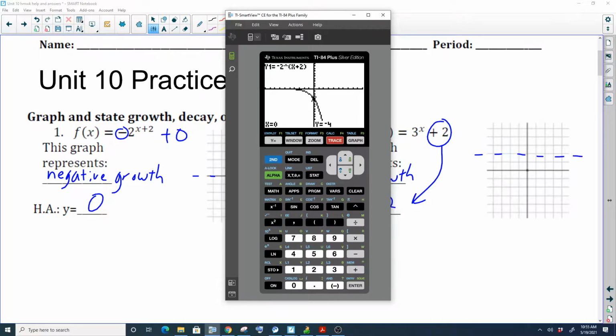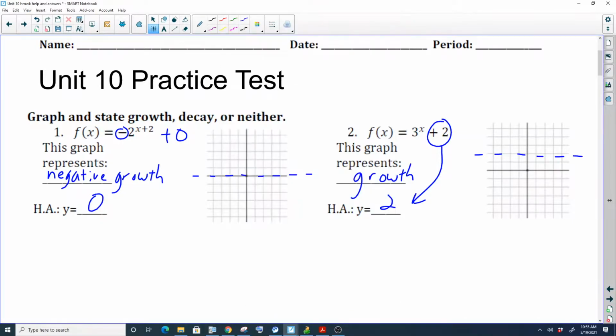That's one of our test answers, 0, negative 4. So that's going to be down here. So we have 0, negative 4, and then it goes along the asymptote and then down. Awesome. So you need the horizontal asymptote. You're going to need negative growth, what it represents, as well as your y-intercept for each of the first 4 problems. Then we'll do the matching graphs at the end.